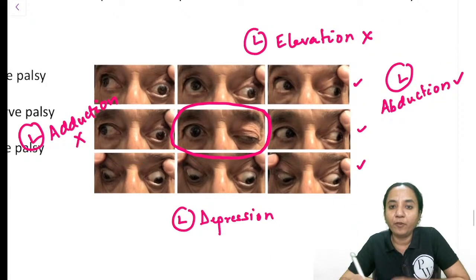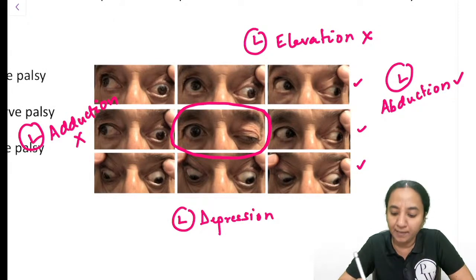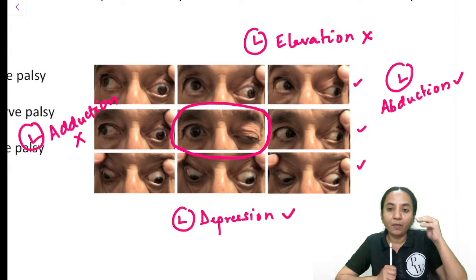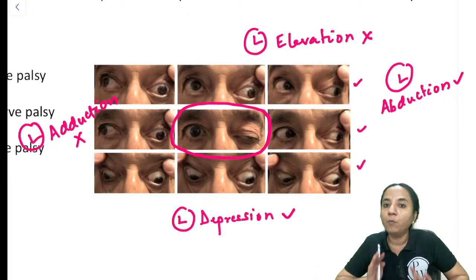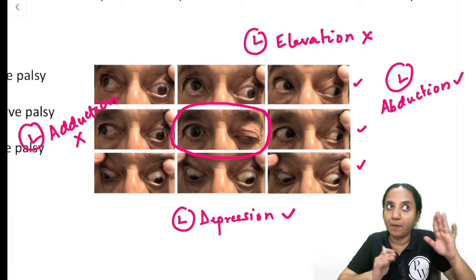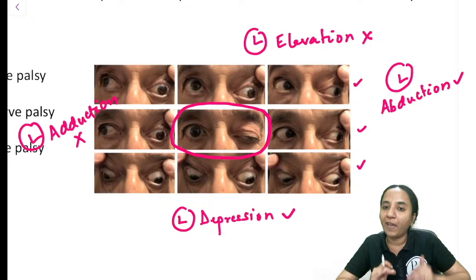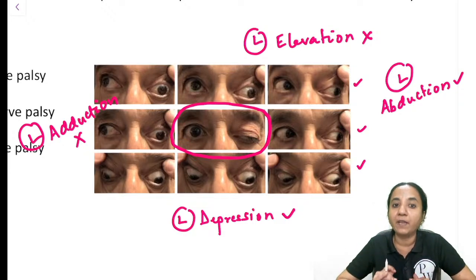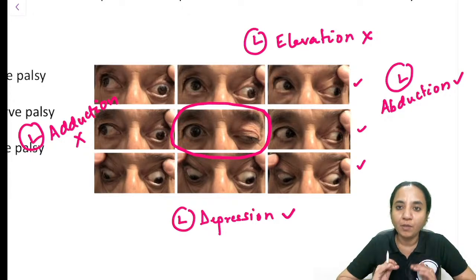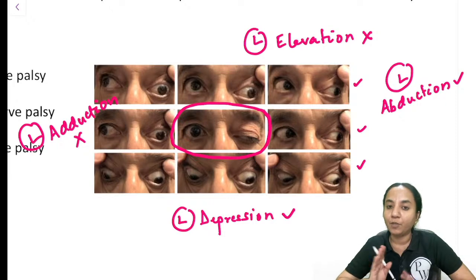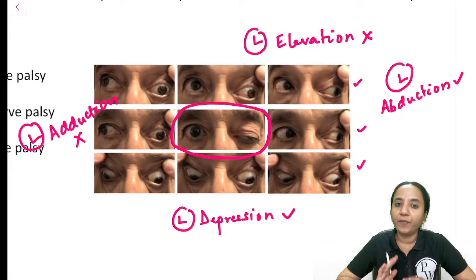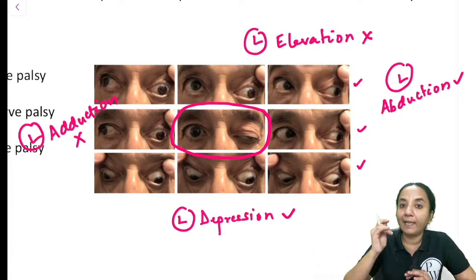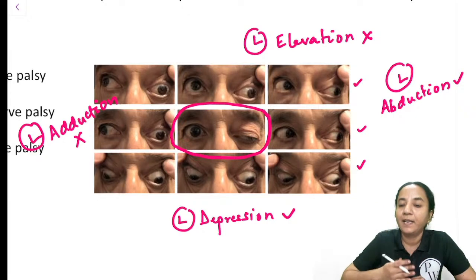So we have understood that the left eye is the affected eye. What are the features in the primary position? There is severe ptosis, and the eye is down and out. What movements remain? The left eye is able to abduct and is fairly able to depress. It is not able to depress completely, but it is able to depress to a certain extent. So the abduction is good and the depression is fairly good. But the elevation and the adduction are affected.